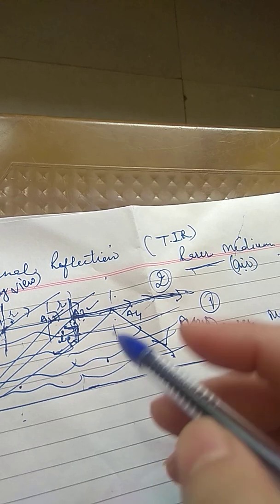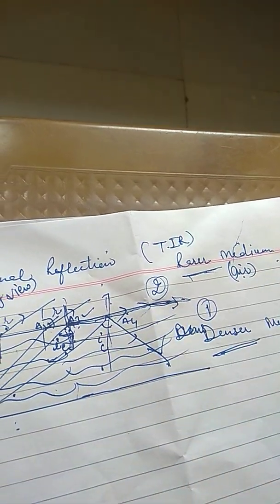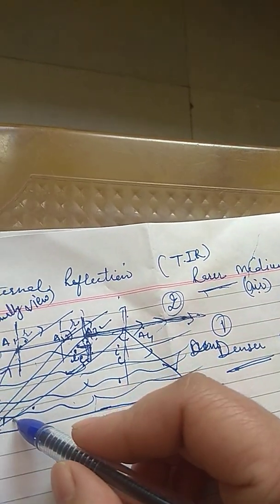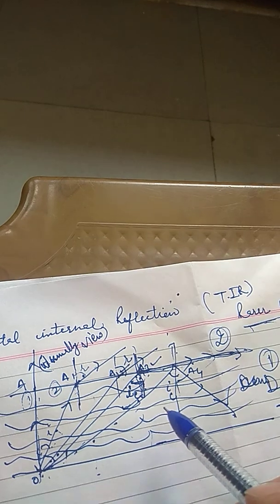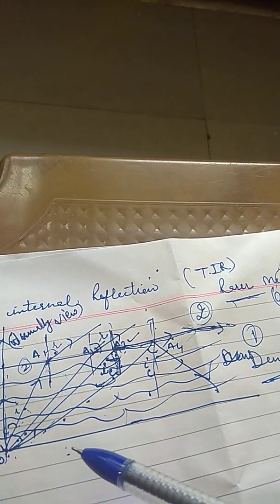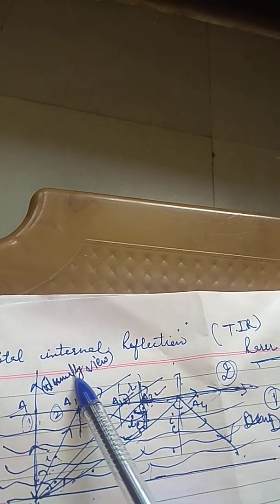When your angle of incidence becomes more than the critical angle, then your ray of light goes back to the same medium. It means it doesn't go to your rarer medium, it comes back to your denser medium. So when the angle of incidence becomes greater than the critical angle, then light is reflected back along the denser medium, and this phenomenon is known as total internal reflection.